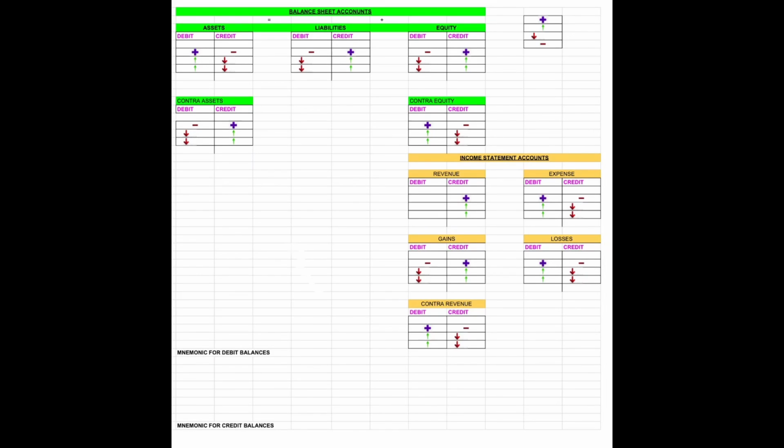So what do the terms debit and credit mean? From an accounting perspective, debit means the left side of the T account and credit means the right side of the T account. If we draw a T, this is called a T account. It can be created for any account. The right side of the T is credit and the left side of the T is called debit. That's it.